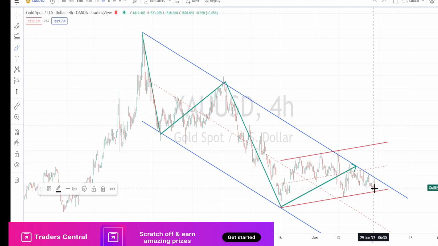So wait for the price action to break this support line in order to take trades on the bearish side. Wait for the price action to break this resistance line in order to take trades on the bullish side. Currently it is under a consolidation and there is no direction in the price action in 4 hours time frame.